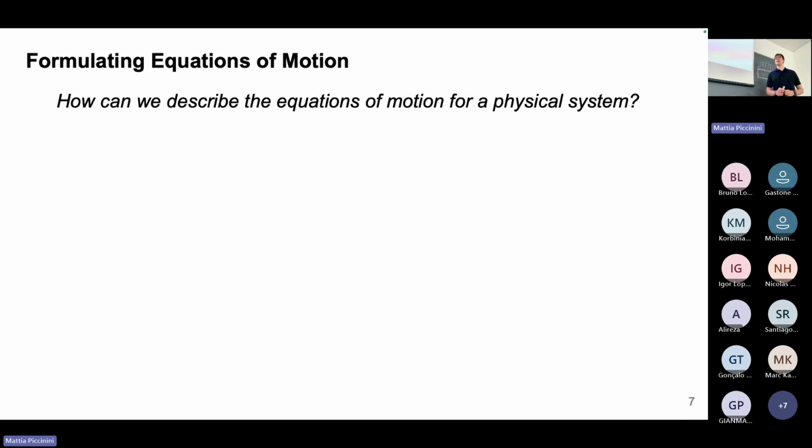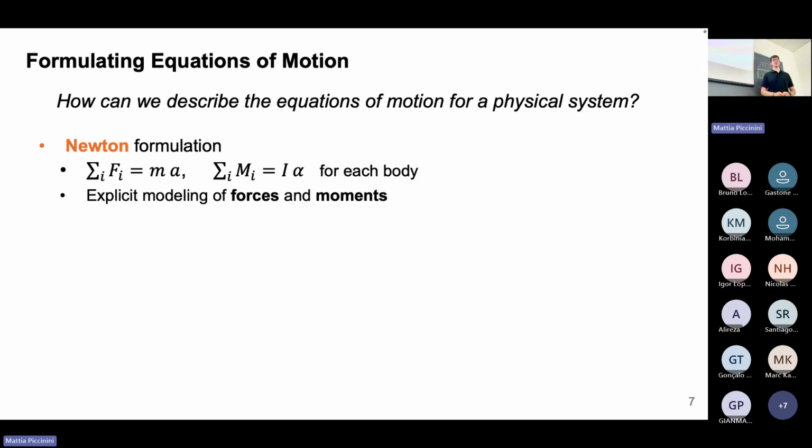Indeed, there are different ways to formulate equations of motion in the literature, but you may have studied them since probably high school, at least the most common approach, which is the Newton formulation, of course. I think you all know the principles, but what's the idea of the Newton formulation? It's to say the sum of all forces is equal to the mass times acceleration. The sum of all external moments is equal to the moment of inertia times the angular acceleration.